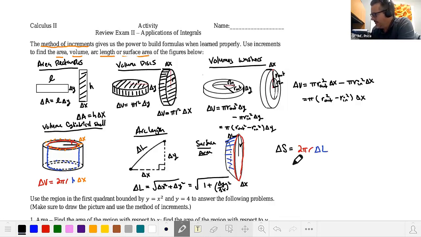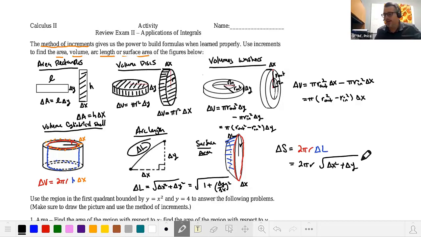And then if we want, we can plug in for delta L, because remember delta L is the same thing back here. It's just the square root of delta x squared plus delta y squared. And then again, you can choose which one you want to factor out depending on the problem. So that's a nice little review of using these increments to find area, volume, arc length, and surface area. So now let's do some problems.